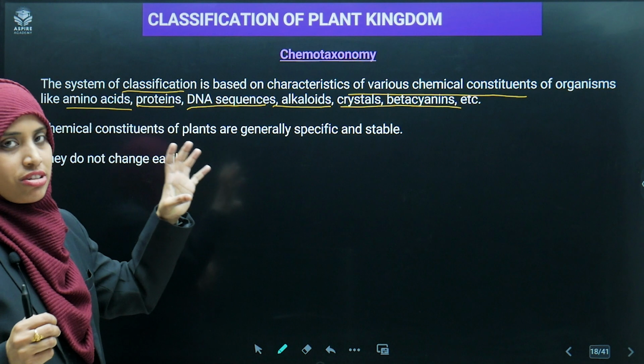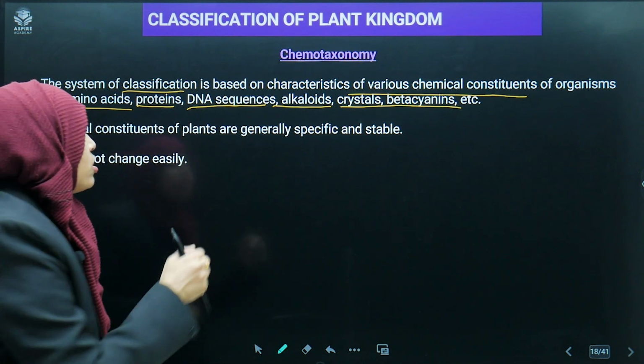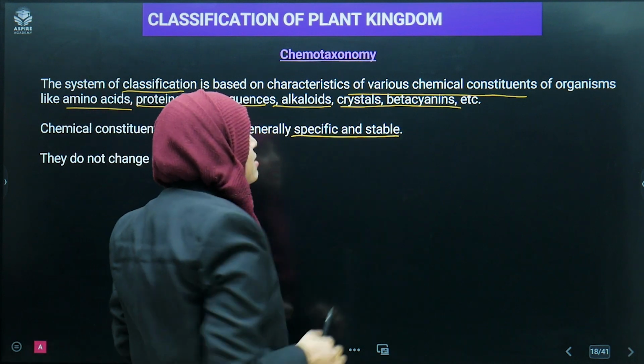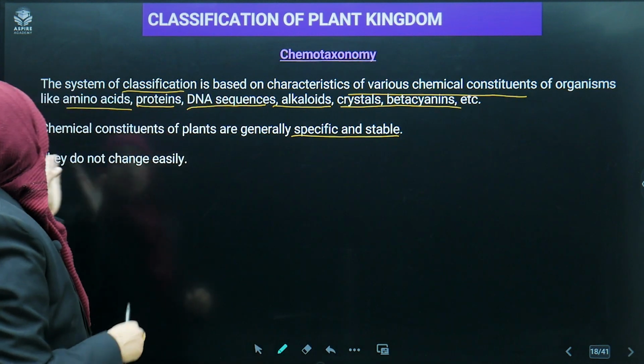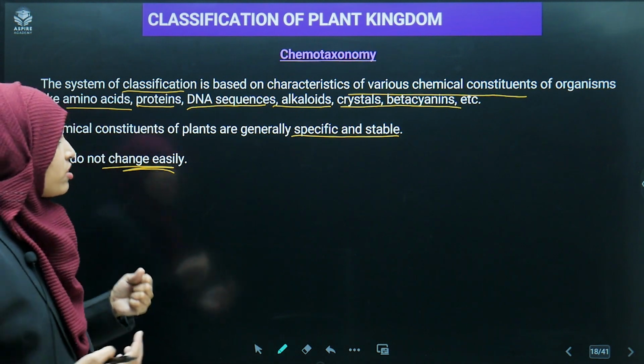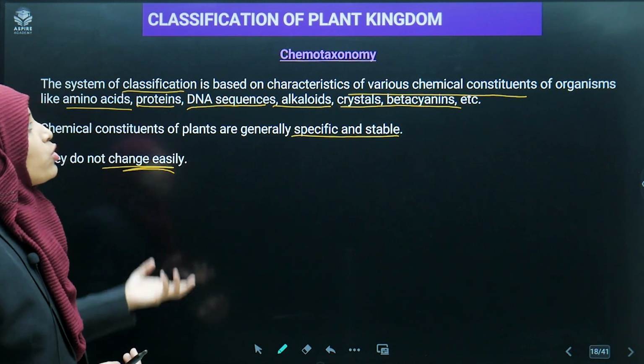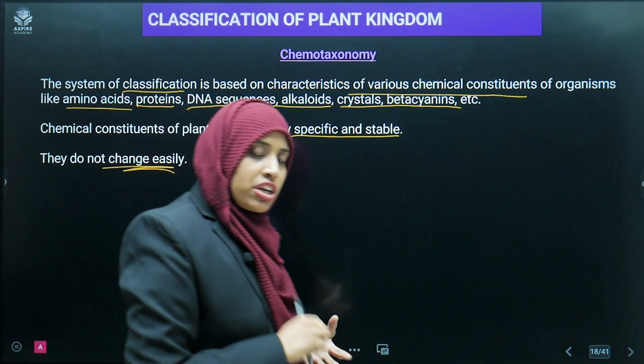on which classification was given. Now the chemical constituents of the plant, we know, are generally specific and stable, and they do not change easily. These chemical constituents of the plant do not change quickly, random changes are not seen, they are stable and specific, so classification was done on this basis too.